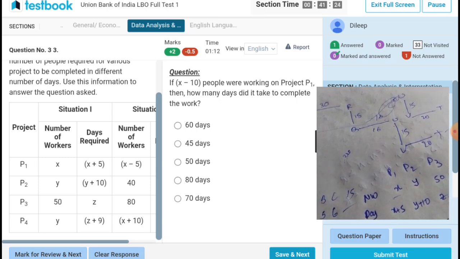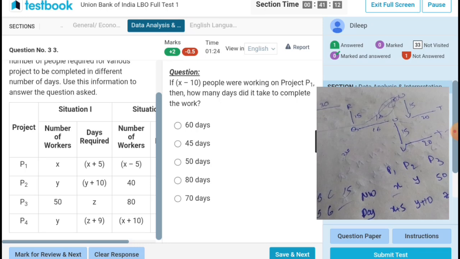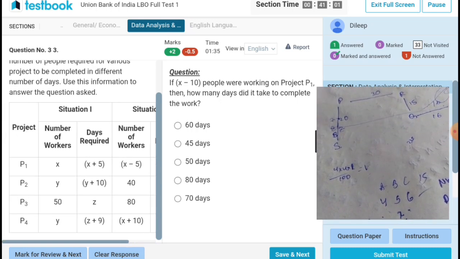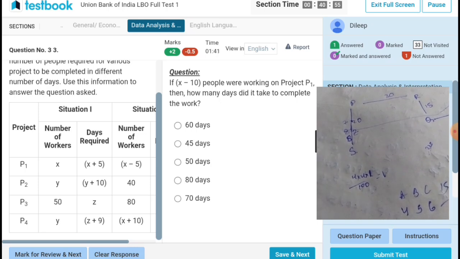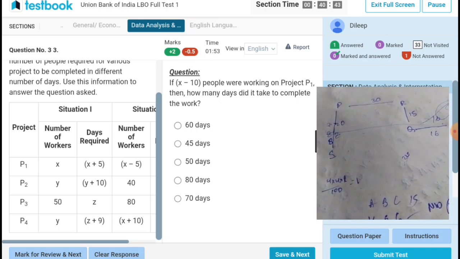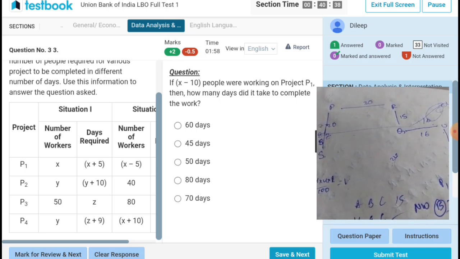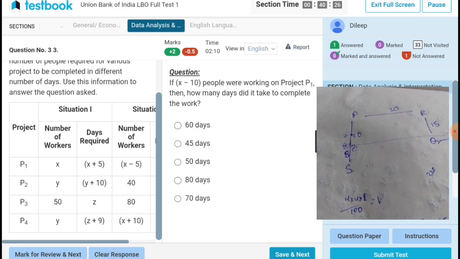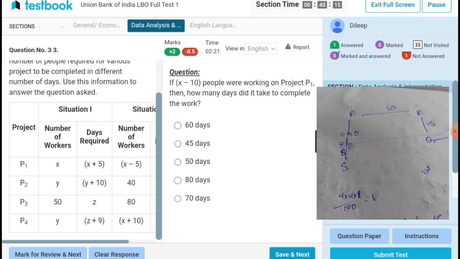X square plus 5X plus 20. X square plus 5X is X square plus 10X minus 25. X equal to 15. $20, 10 and 25.